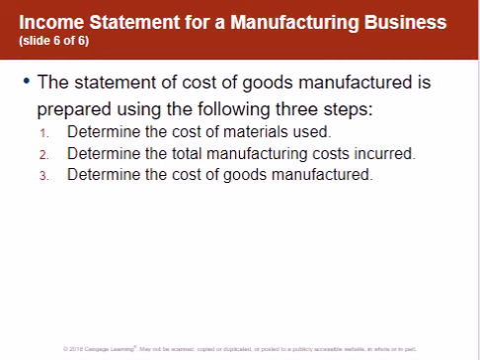The statement of cost of goods manufactured is prepared using the following 3 steps. First, determine the cost of materials used, then determine the total manufacturing cost incurred, and then determine the cost of goods manufactured.